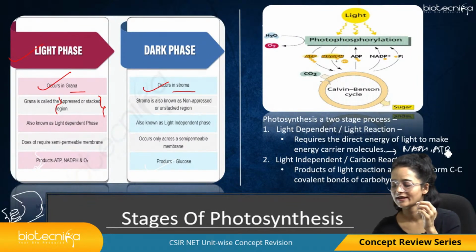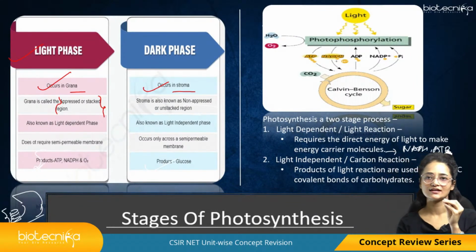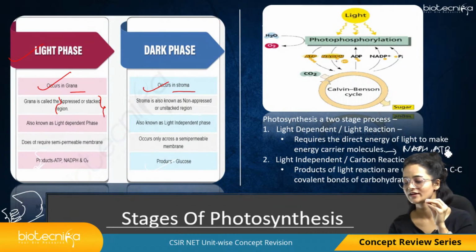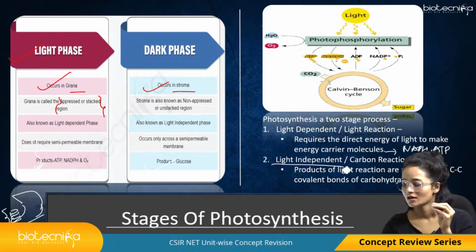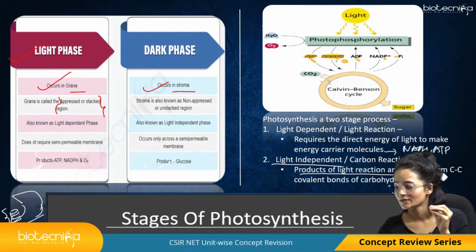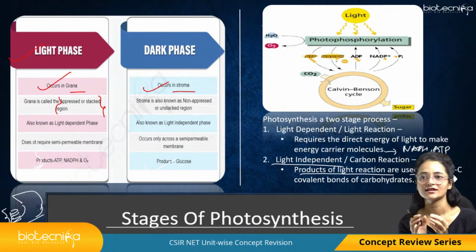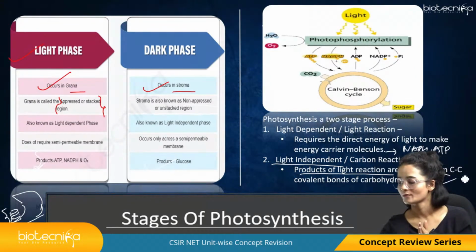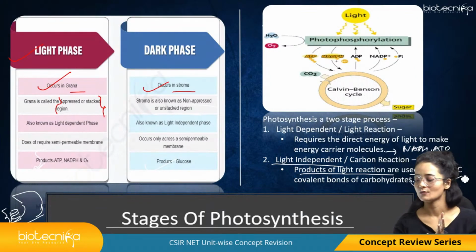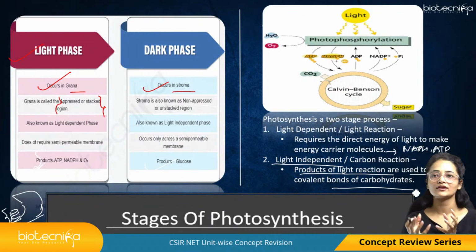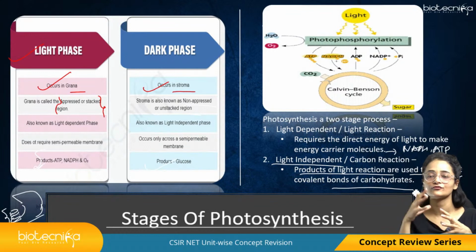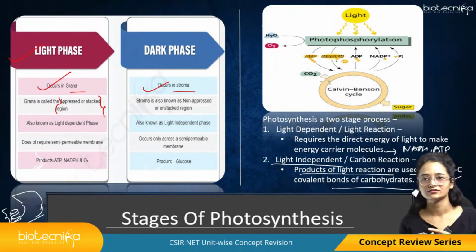So these energy carrier molecules which are produced in the light reaction are utilized in the light independent reaction. The products of the light reaction are being utilized to form the carbon-carbon covalent bonds of the carbohydrates, right? So for the carbohydrate moiety, that is the glucose which is being produced, for the formation of the carbon-carbon covalent bond, these energy carrier molecules, which are the product of the light reaction, are required, right?